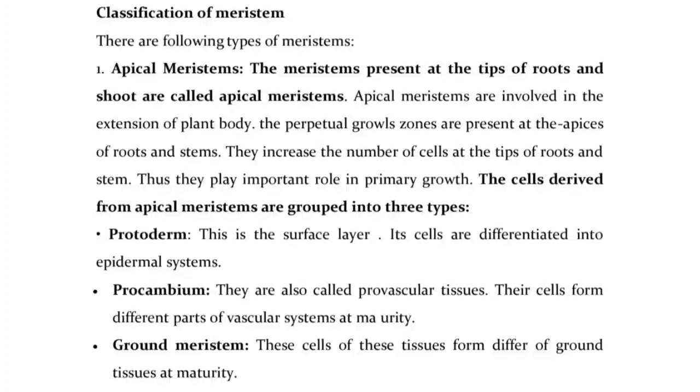The cells derived from apical meristems are grouped into three types. Protoderm: this is the surface layer. Its cells are differentiated into epidermal systems. Procambium: they are also called provascular tissues. Their cells form different parts of vascular systems at maturity. Ground meristem: the cells of these tissues differentiate into ground tissues at maturity.